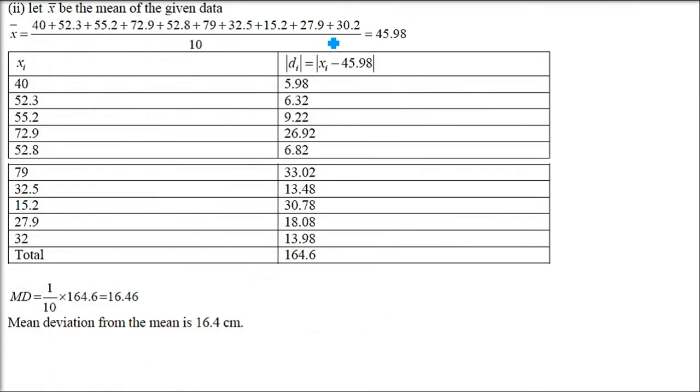Coming to the second one, the mean is very simple. Add all of them and divide by 10. So 459.8 will come when you add all of them. Divide by 10, and you will get 45.98.